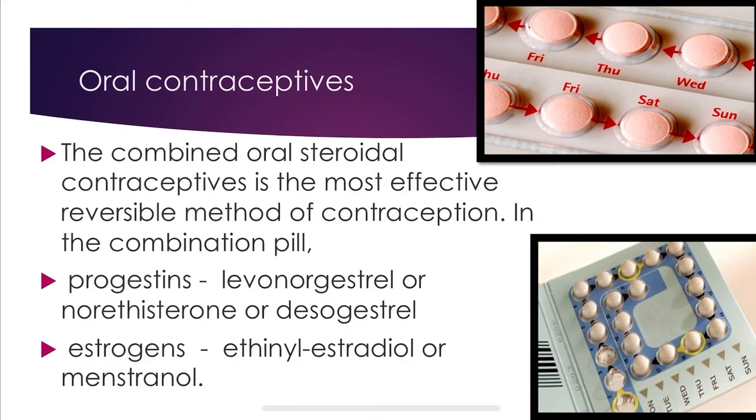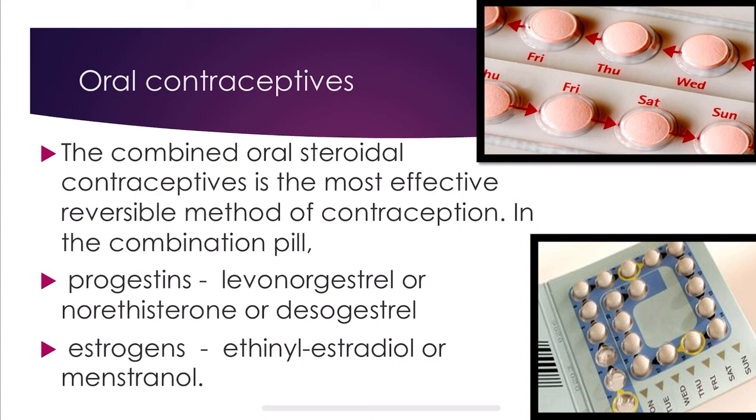Oral contraceptives, the combined oral steroidal contraceptives, are the most effective reversible method of contraception. So guys, the steroidal contraceptives taken orally, the pills, are the most effective because they are easily reversible methods of contraception. And the combination pill, like we saw, contains progestins and estrogen.